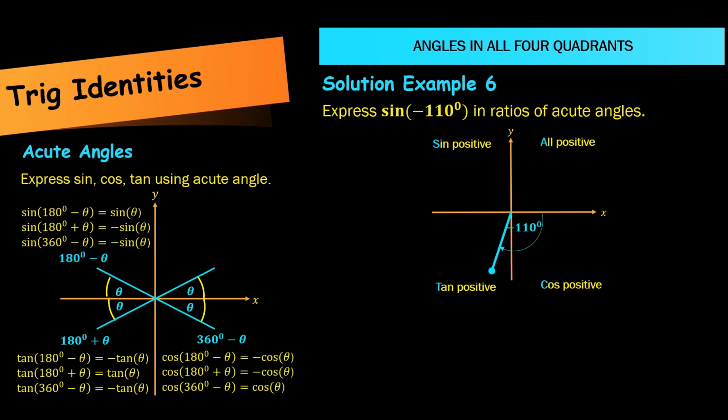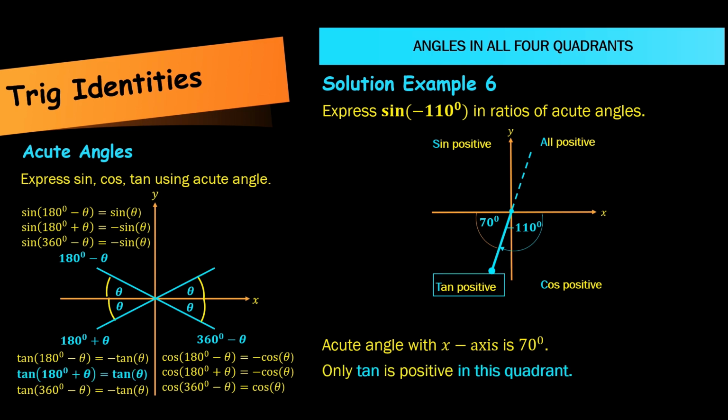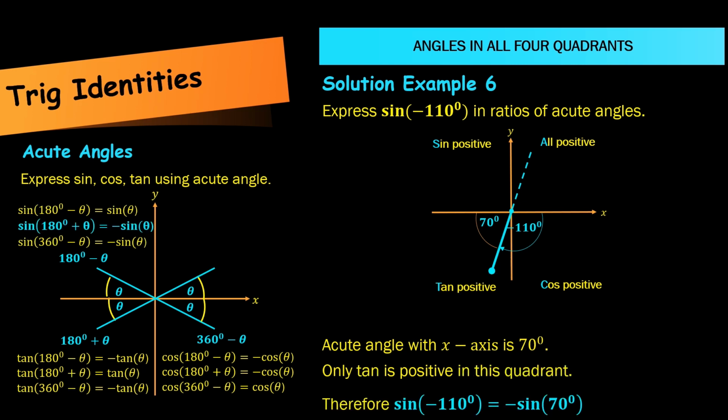Minus 110 degrees, as you can see from the diagram, is in the third quadrant. This makes an acute angle of 70 degrees with the x-axis. Now in this quadrant, only tan is positive, as you can see. And therefore, sine minus 110 degrees equals minus sine theta, or, in our example, minus sine 70 degrees.